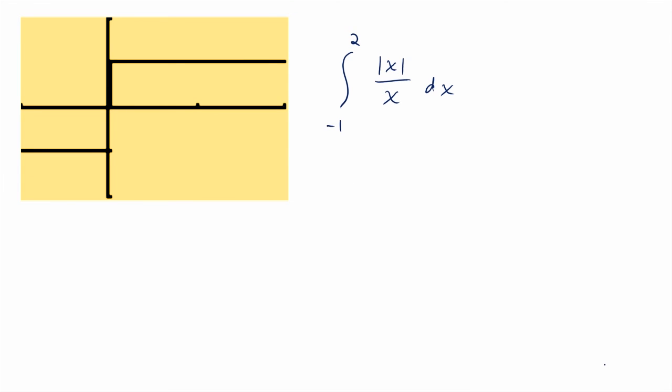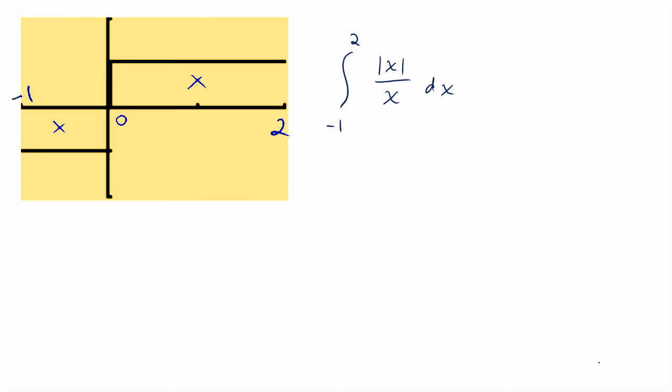Here's the graph of our function, absolute value of x over x, and we're being asked to evaluate the definite integral from -1 to positive 2. At x equals 0 there is a point of discontinuity. However, we can still evaluate the definite integral. We can take the total area and think of it as the area of this rectangle plus the area of this rectangle.